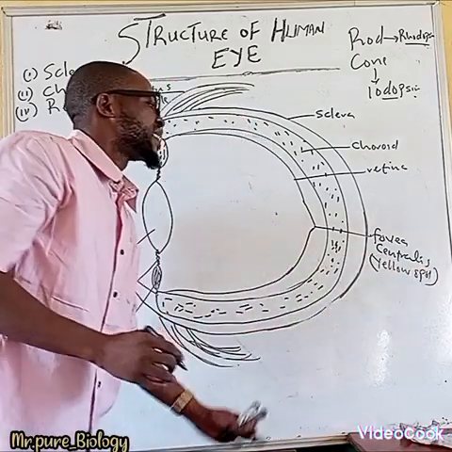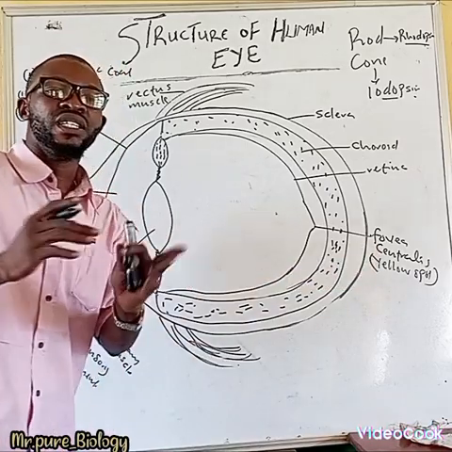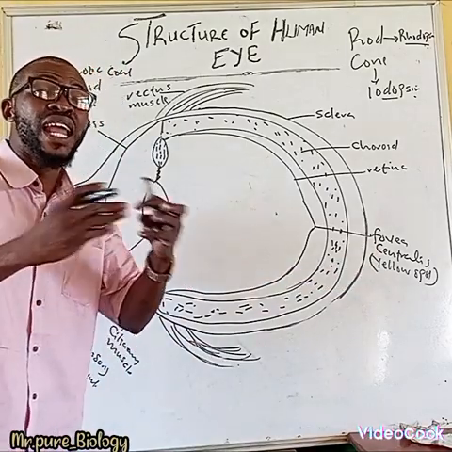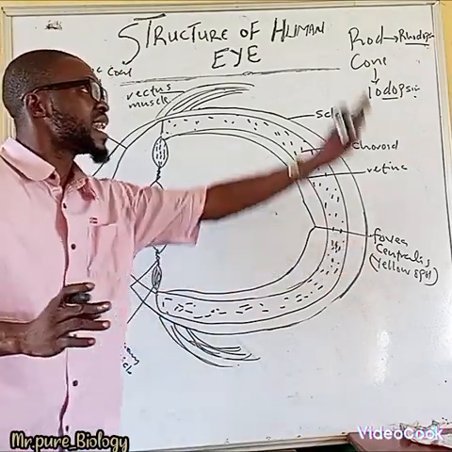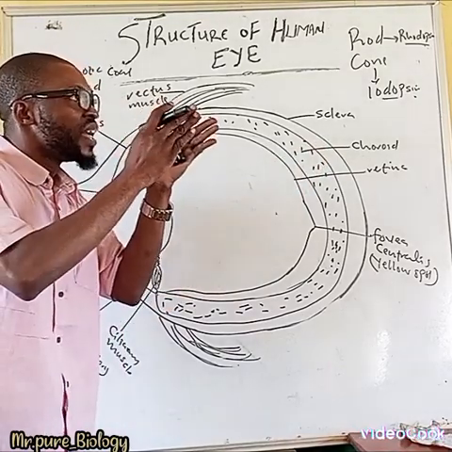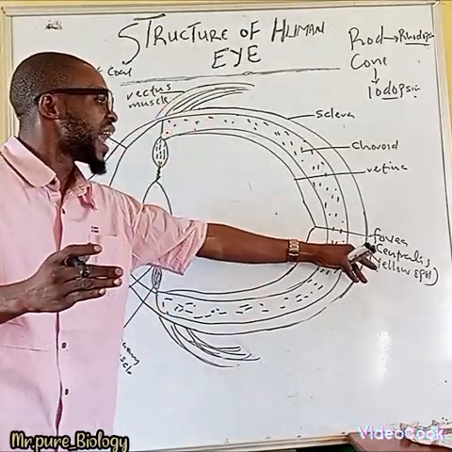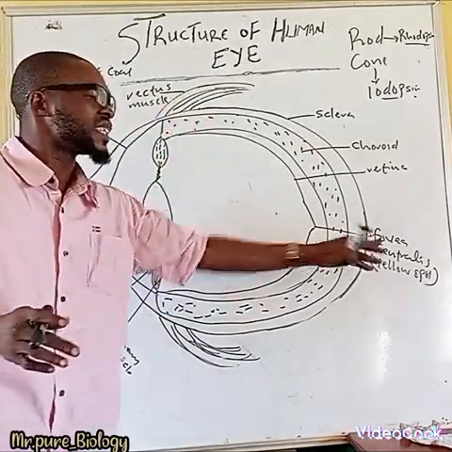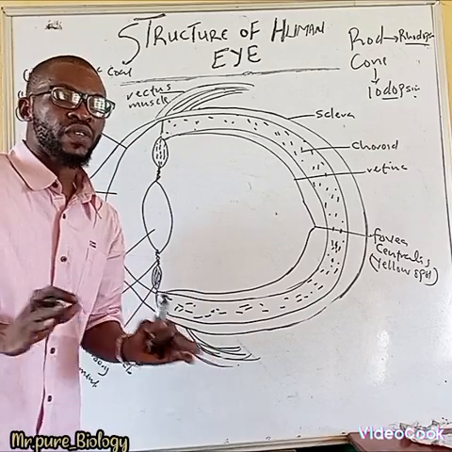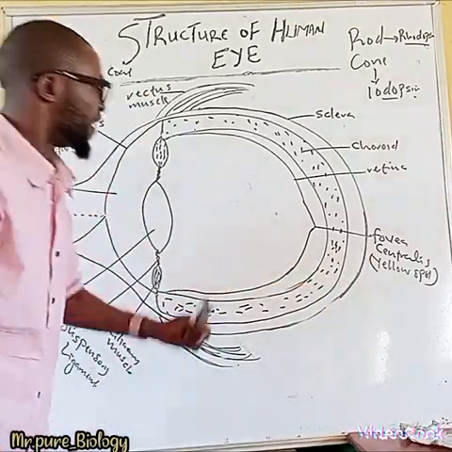Anywhere that is concentrated by this fovea is where the image will be clearly seen. So when the light focuses on the fovea, that is where the image will easily be seen clearly.